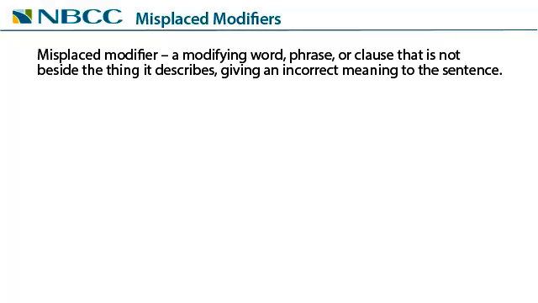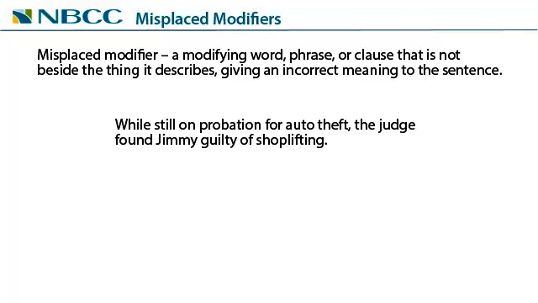So now we get to misplaced modifiers. A misplaced modifier is a modifying word, phrase, or clause that is not beside the thing it describes, which gives an incorrect meaning to the sentence. For example, while still on probation for auto theft, the judge found Jimmy guilty of shoplifting.